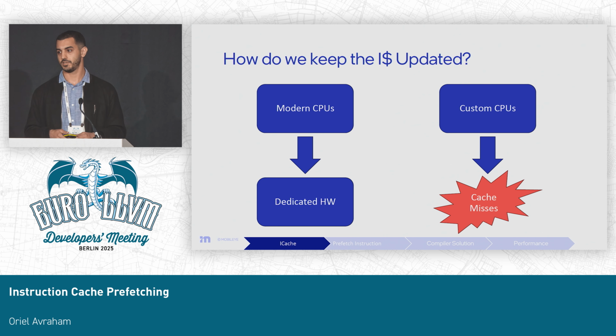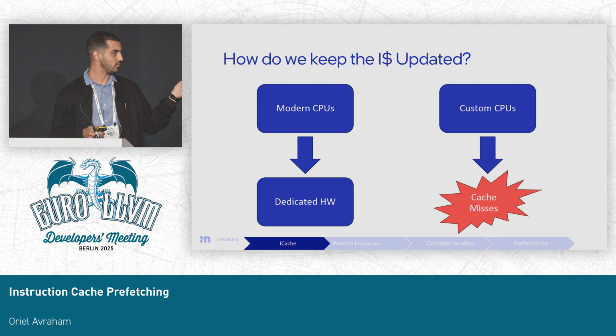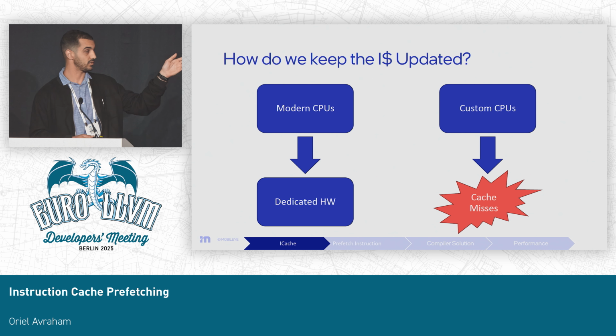So the question that arises is, how do we keep the instruction cache updated? Apparently, in modern general purpose CPUs, just like the Intel i9 series, for example, we have dedicated hardware that does it for us. It does an amazing job updating the instruction cache ahead of time, before the CPU actually needs it. The only problem with this dedicated hardware is that it's expensive. It requires much more power, more physical space on the chip, and it's not that easy to implement. So for all of these reasons, usually custom CPUs, much smaller and more dedicated ones, lack this hardware. They cannot afford it.